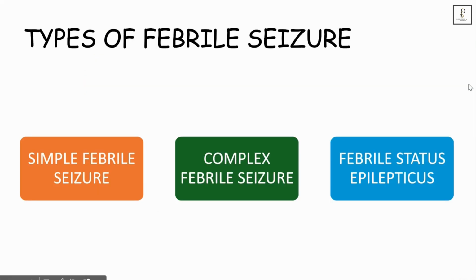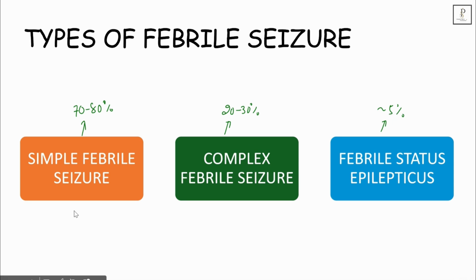So what are the types of febrile seizure? Febrile seizures are mostly of three types: simple febrile seizure, complex febrile seizure, and febrile status epilepticus. So what are the percentages? Simple febrile seizure is very common. It accounts for around 70 to 80% of all febrile seizures. Complex febrile seizure accounts for 20 to 30%. And febrile status is very rare, almost 5% of all febrile seizures. So most febrile seizures are simple febrile seizures.